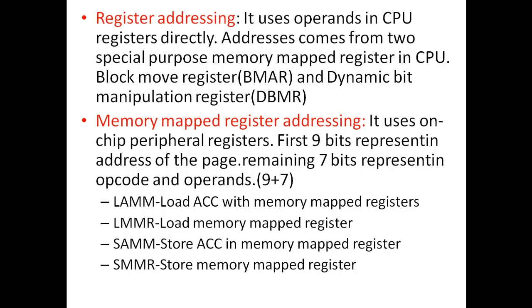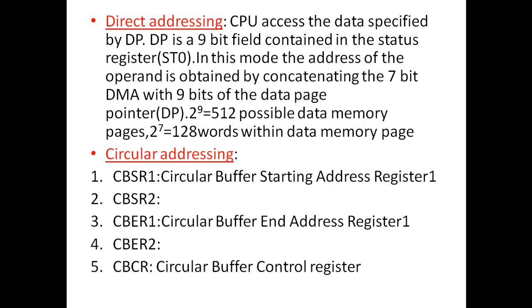Memory mapped register addressing, it uses on-chip peripheral registers, first 9-bit representing address of the page, remaining 7-bit representing opcode and operands. Direct addressing, CPU uses the data specified by data page pointer.